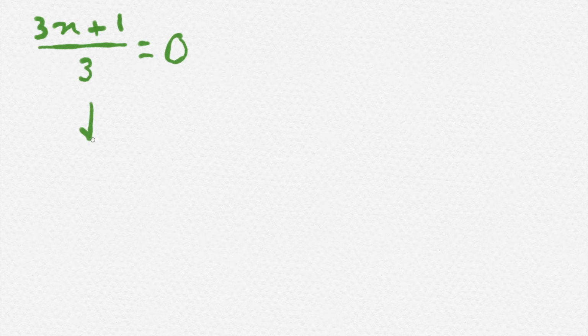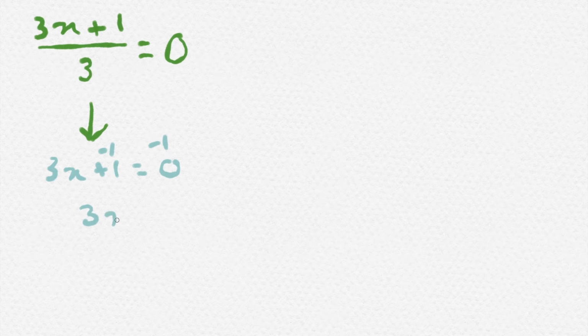So now, let's try another question. (3x + 1) divided by 3 will be equal to 0. Now simply, we can just say 3x + 1 is equal to 0.